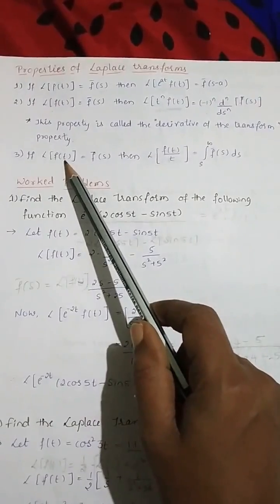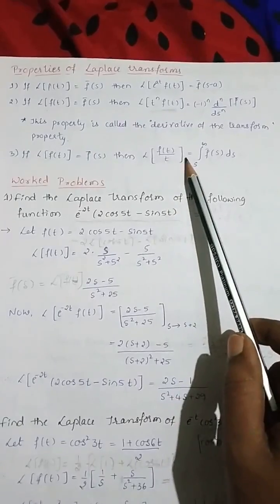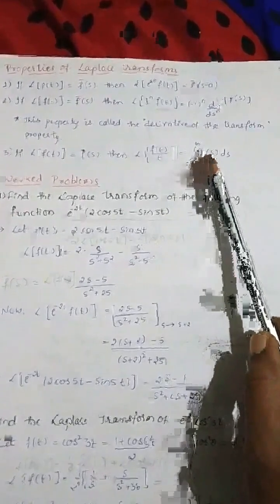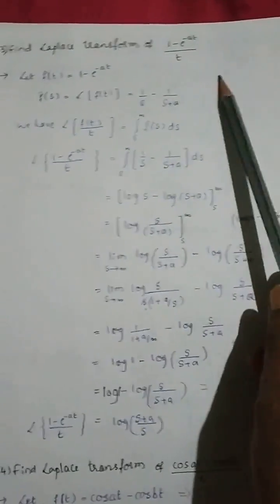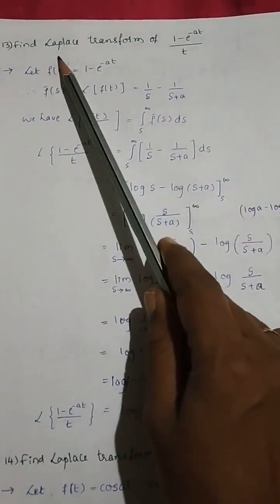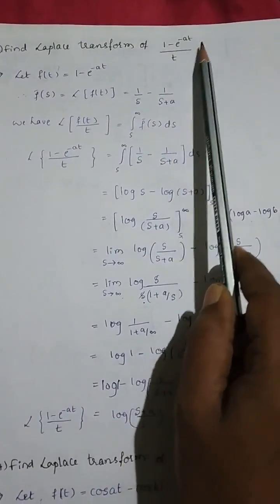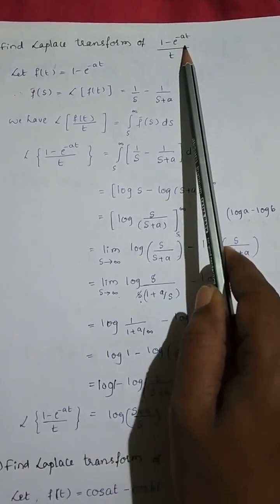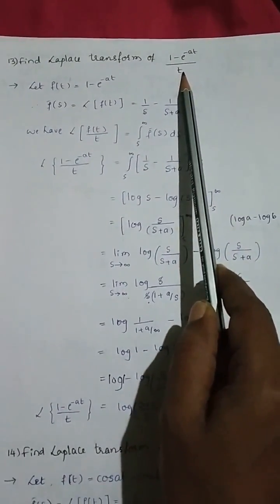If L of f of t is equal to f bar of s, then L of f of t by t is equal to integration s to infinity f bar of s ds. Using this third property, let us solve the example problems here. Find the Laplace transform of 1 minus e raised to minus at upon t. This is the given function. The given function is like f of t by t. For this one we need to use the third property.